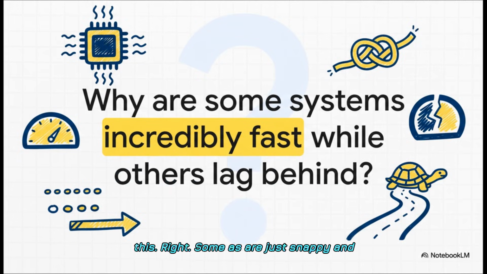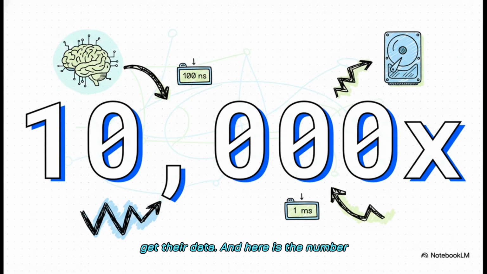You've definitely felt this, right? Some apps are just snappy and instant, while others feel like they're crawling through mud. Why is that? Well, a huge piece of that puzzle is how they get their data. And here is the number that changes everything. 10,000 times. That's roughly how much faster it is to grab data from memory versus pulling it from a physical disk. We're talking nanoseconds versus milliseconds.